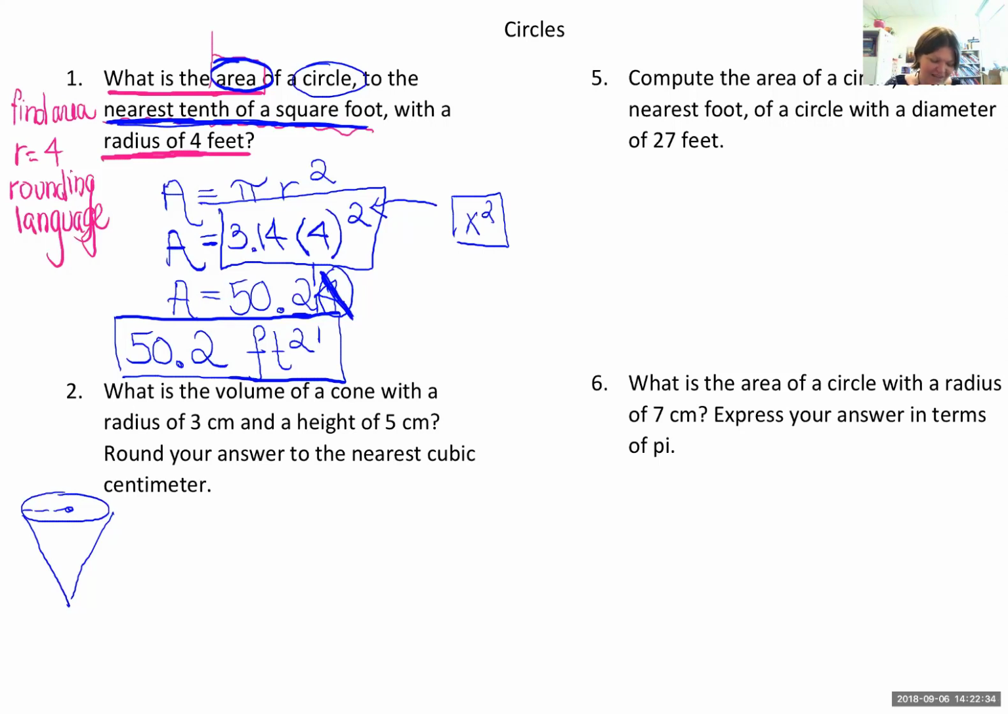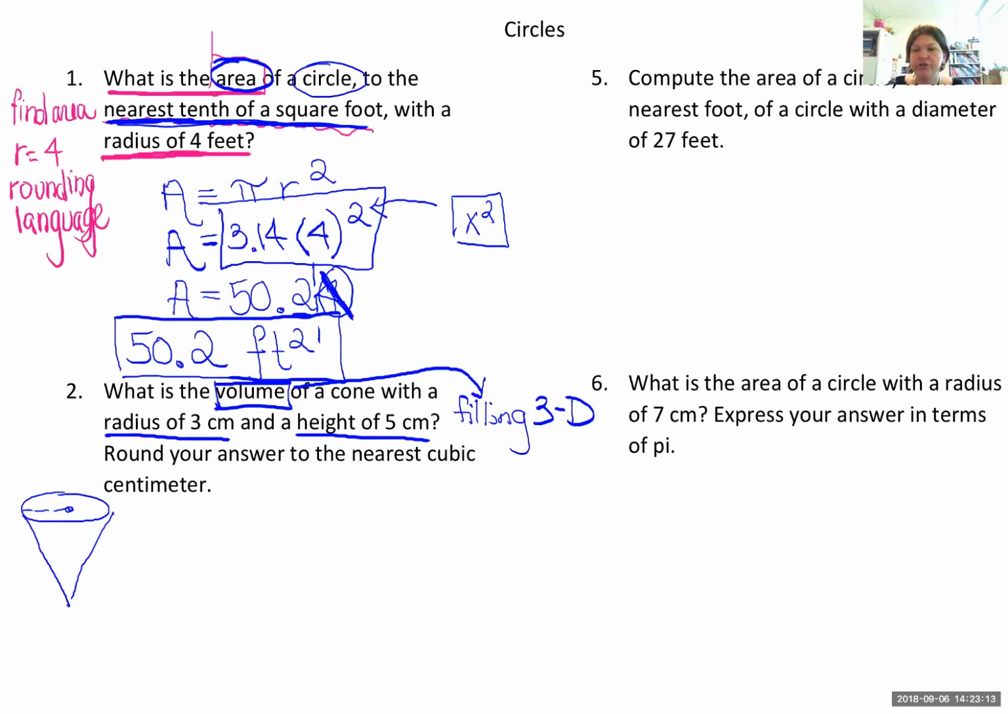So number 2 says, what is the volume of a cone? Now, we haven't done volume yet, and we'll talk about it in more detail later, but I do want you to know that volume is a filling. It's filling up a three-dimensional space, therefore it is a 3D measurement. And we've not seen a 3D measurement yet. We saw a 1D measurement, perimeter. We saw a 2D measurement, area. Now volume, we're headed out in 3 dimensions. So what is the volume of a cone with a radius of 3 centimeters and a height of 5 centimeters? And it says round your answer to the nearest cubic centimeter.